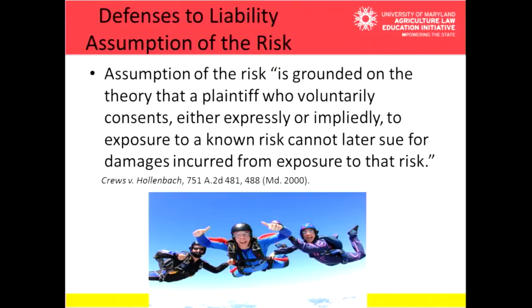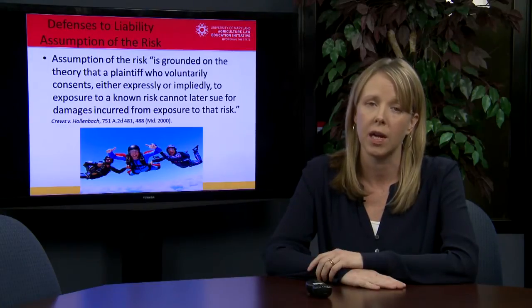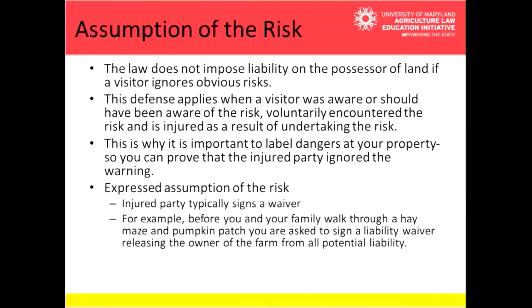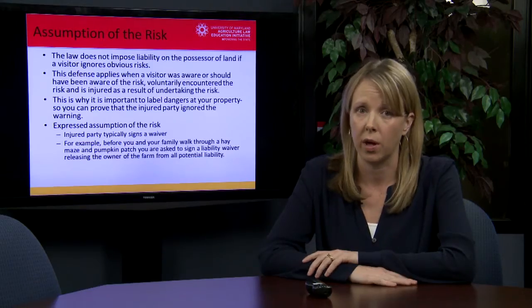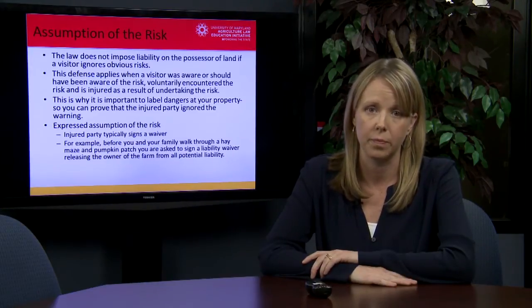The first defense to premises liability that I'm going to talk about is assumption of the risk. Assumption of the risk is grounded on the theory that a plaintiff who voluntarily consents, either expressly or impliedly, to exposure to a known risk cannot later sue for the damages incurred by exposing themselves to that risk. Basically, the law does not impose liability on the possessor of land if a visitor ignores obvious risks. This defense applies when a visitor was aware or should have been aware of a risk and voluntarily encounters the risk and then is injured as a result.